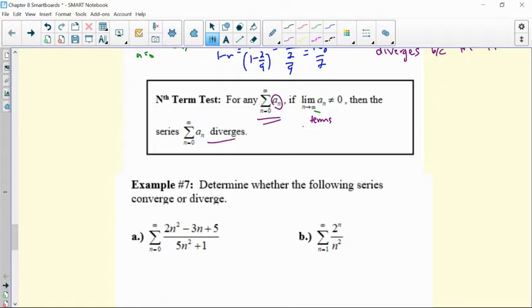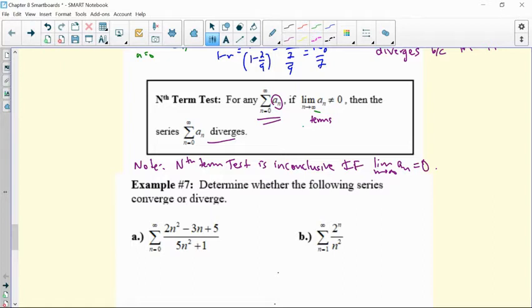This does not have any conclusion if you do go to zero. So I would write this in bright highlighter, right? So note, the nth term test is inconclusive if the limit as n goes to infinity of a sub n equals zero. Okay, so if the limit of the terms equals zero, then this test tells us nothing.